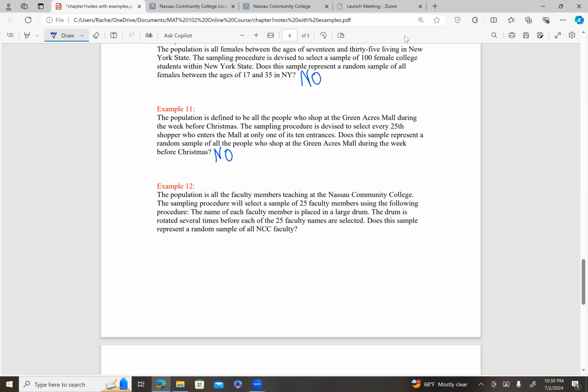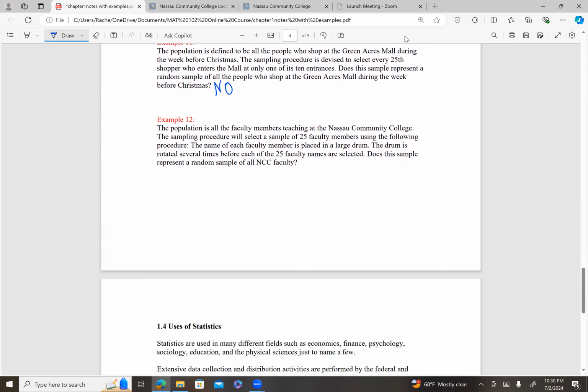And let's do one more example. Example 12 says the population is all the faculty members teaching at the Nassau Community College. The sampling procedure will select a sample of 25 faculty members using the following procedure. The name of each faculty member is placed in a large drum. The drum is rotated several times before each of the 25 names are selected. Does this sample represent a random sample of all NCC faculty?